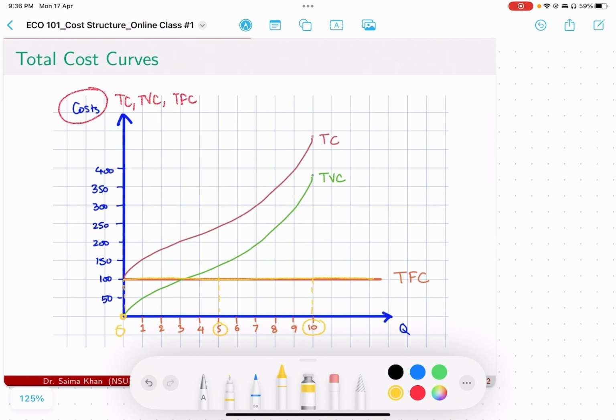Okay, fine. Then we've got the total variable cost, and in the table above, we show that, you know what?